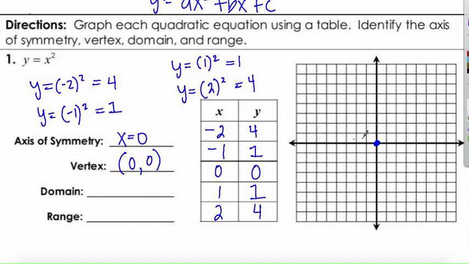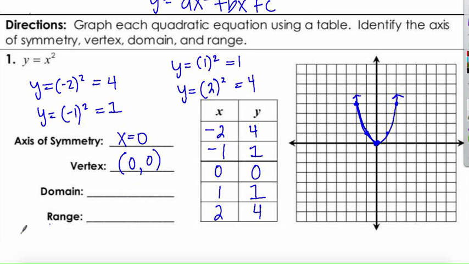So now we're just going to plot these ordered pairs. We've got (-2, 4), and then we've got (-1, 1). It's going to be a mirror image over here, (1, 1), and (2, 4). And now we just need to do our best to make it a smooth, curved parabola. It should curve and be symmetrical, and we're going to put our arrows at the end.